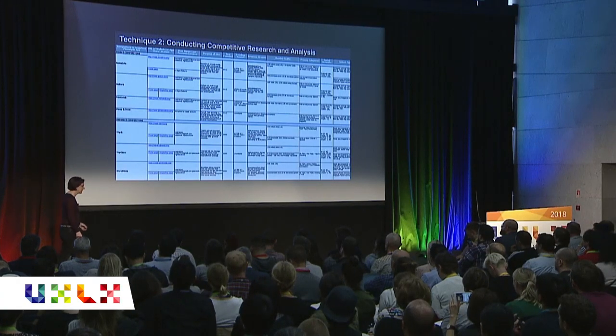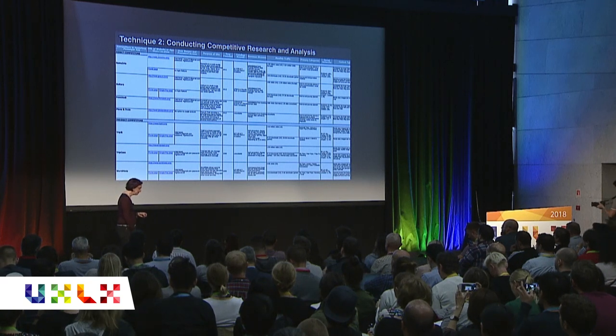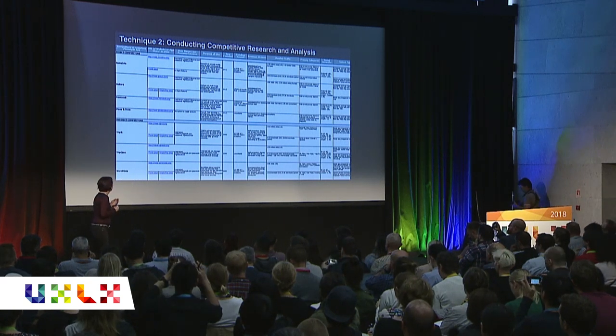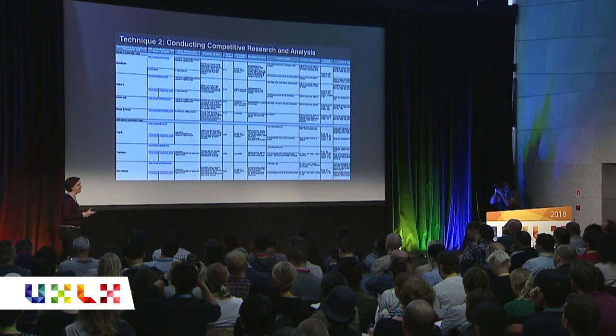So the next technique, which I will be delving into deeply tomorrow in my conducting competitive research and analysis workshop, is the first of my big spreadsheet exercises, where we say, this is our value proposition. Who are our direct competitors and our indirect competitors to our value proposition? If we go back and think about Airbnb, their direct competitors were the other websites at that time, the other platforms that were similar to it.